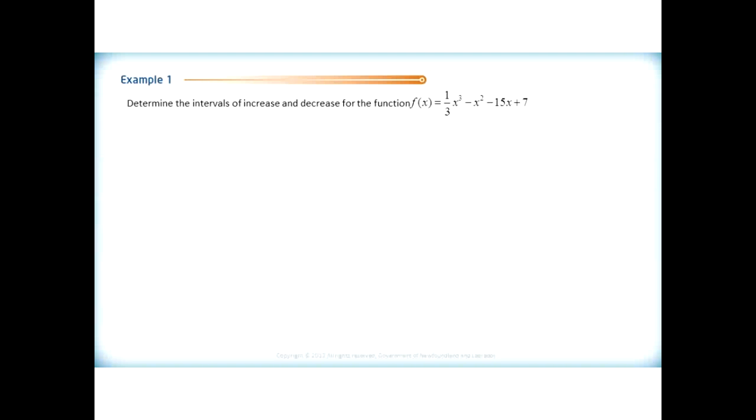So in order to do that, we only need our first derivative, so let's get f prime of x. For my first term, 1/3 of x cubed, using the power rule, I get x squared, because 3 times a third is 1. And for subtract x squared, I'm going to get minus 2x. And for the negative 15x, I get a derivative of minus 15. And of course, the derivative of 7 will be 0.